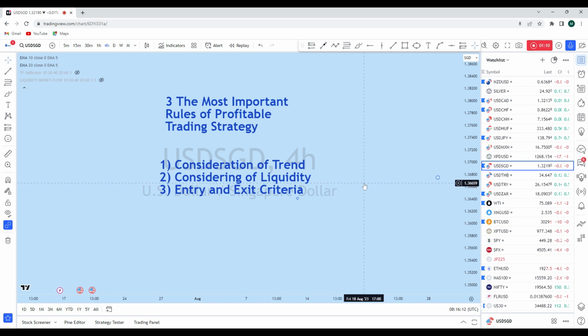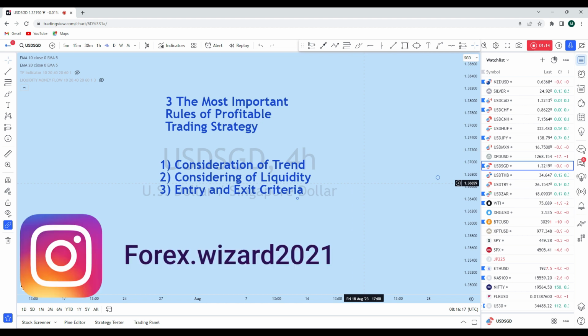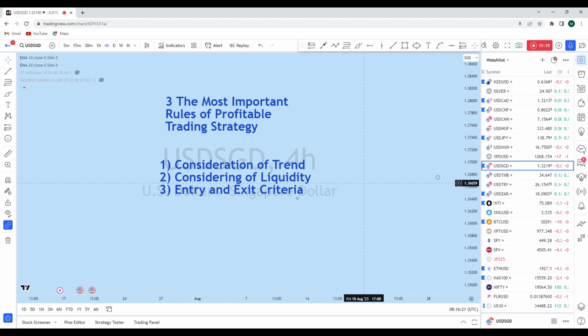So without further delay, let's get started with the first rule of a profitable trading strategy. Now, the first rule that I consider is the consideration of trend. They say that trend is your friend until it bends in the end. What I would say is that trend is your friend for the rest of your life as long as you are trading, because trend trading is the most profitable trading system.